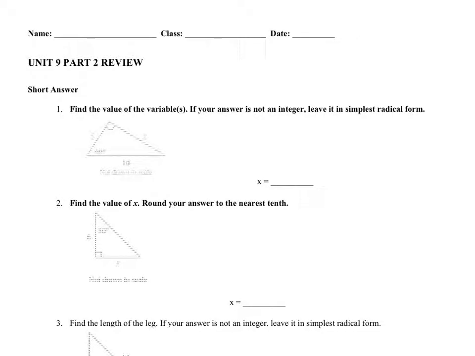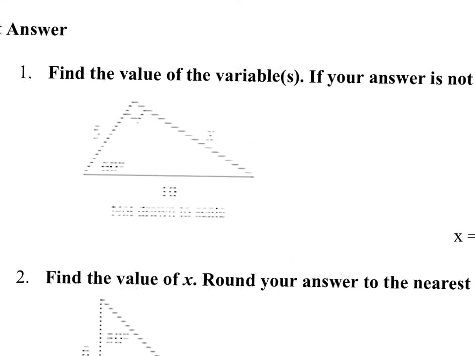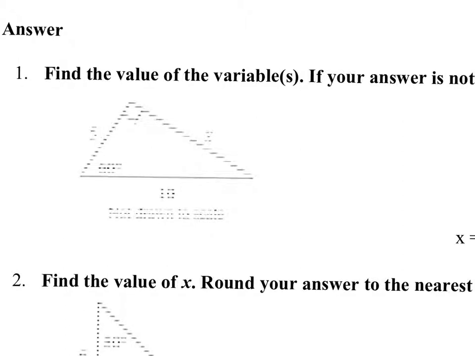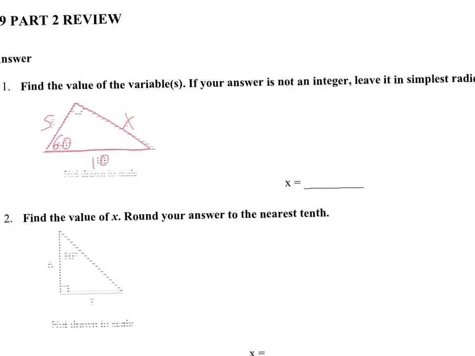Okay, we're looking at the second part of our review. I'm just going to go ahead and plug some of these numbers in here since they don't print very well when I switch over to this format. We got a 60-degree angle here, a 10 here, 5 here, and an X here. And what this is saying is find the value.